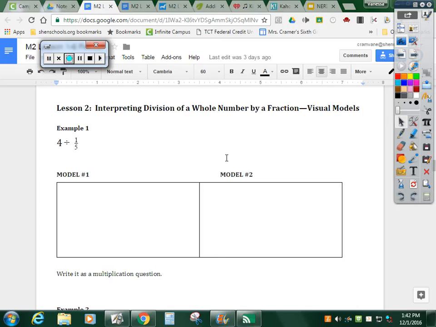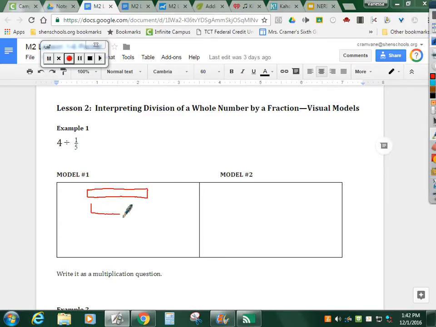In Lesson 2, Interpreting Division of a Whole Number by a Fraction Visual Models, we went through 4 examples. Example number 1 was 4 divided by 1/5, okay? And visually, I wanted to show the students what that meant. So, one way to interpret this division problem is to say that we had 4 wholes.